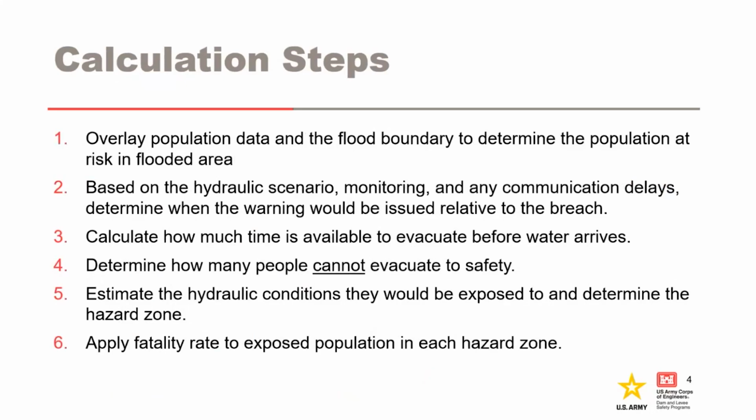All right, so this is again that multi-step process for estimating consequences in general. Overlay the population, look at your hydraulic scenario and how that correlates with the warning that's likely to come out. Calculate the time available to actually complete the warnings, determine the population left behind based on those warnings and the rate at which people choose to evacuate or are able to evacuate. And then determine, given the depths and velocities we're seeing, what survivability they are likely to have, and apply the fatality rate based on the fatality zone that they're in. So again, we'll go through all those steps one by one.